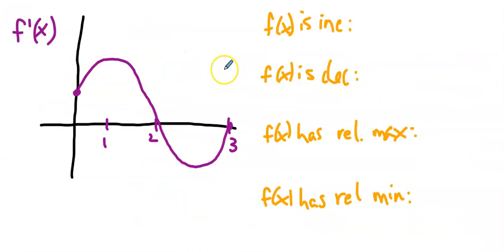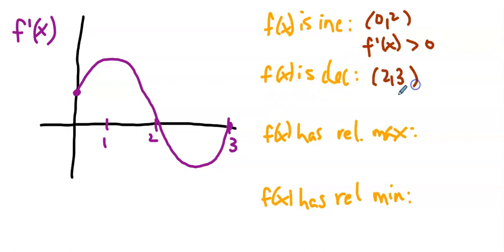Okay, so let's start with these 4 things right here. So where is f of x increasing? So f of x is increasing on the interval from 0 to 2. And the justification you're going to always write for this is that f prime of x is greater than 0. Okay? Where is f of x decreasing? That's going to be from 2 to 3. And it's going to be because f prime of x is less than 0.